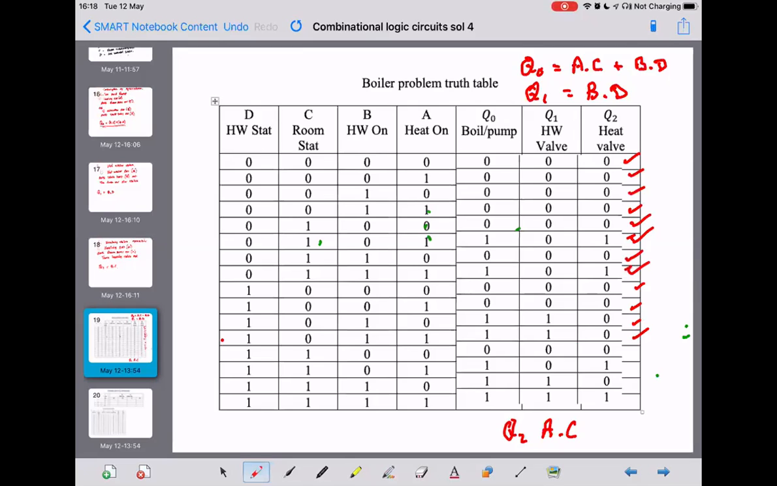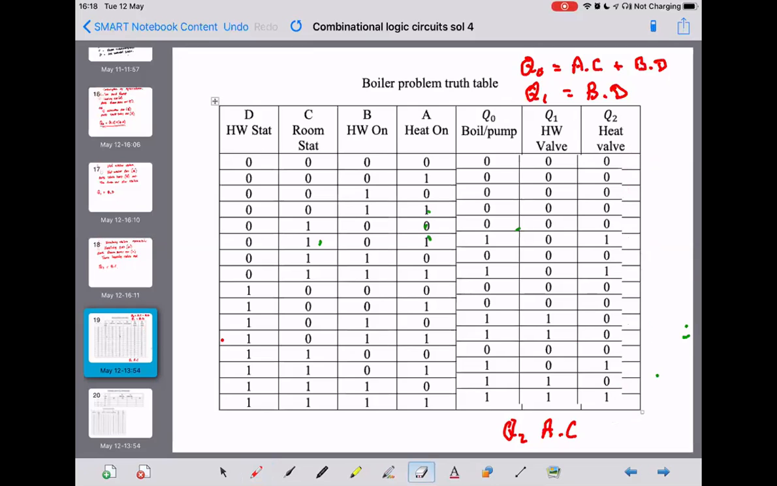I and C, that one's correct. That one's correct. So is that one. And so is that one. Yeah. So on the truth tables, the three different outputs are correct.